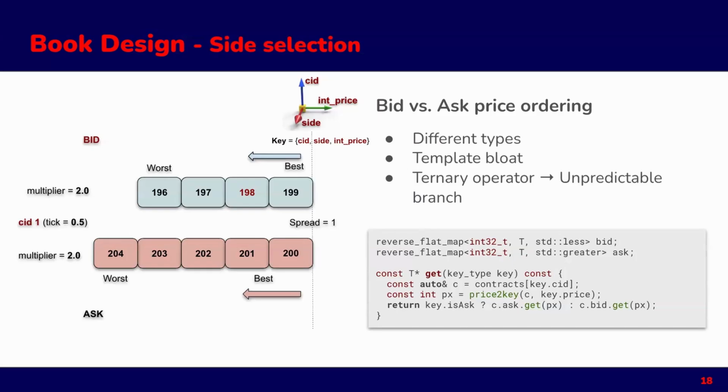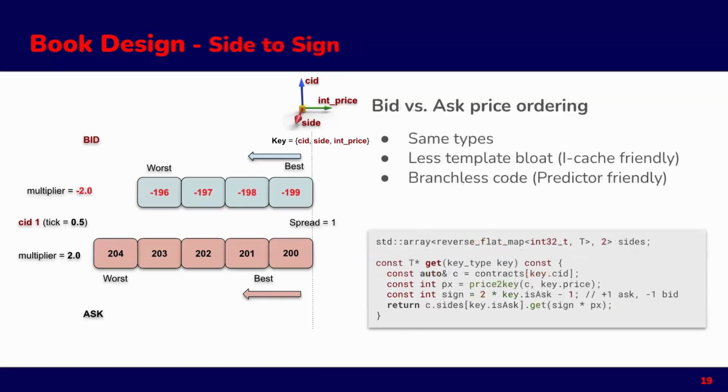So here we have a lookup. We look up the contract and then convert the price to integral price, and then based on the side we pick the ask or the bid side. The issue is that this is an extremely unpredictable branch, right? Because those are basically random data coming from the market, and no predictor in the world can predict this.